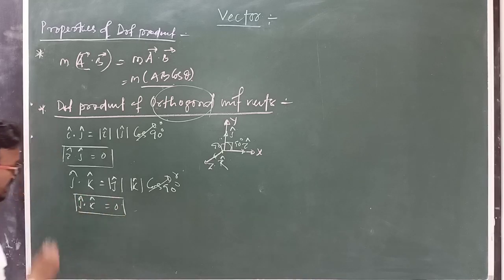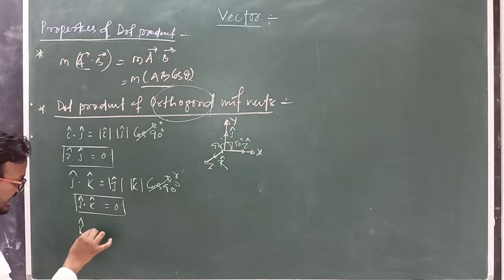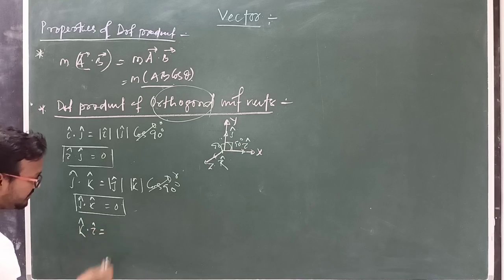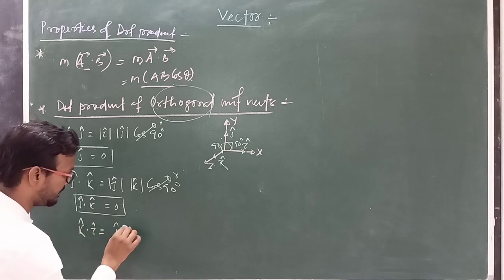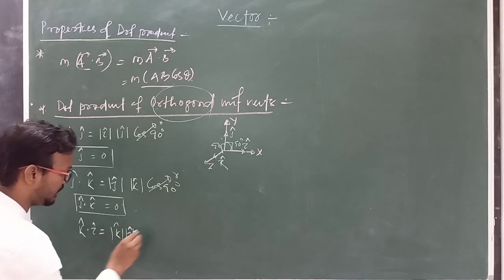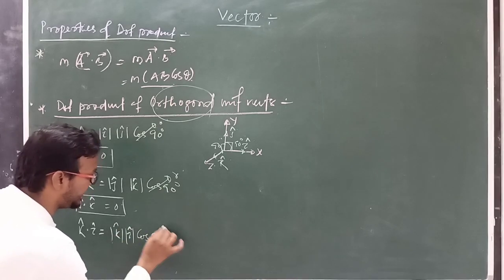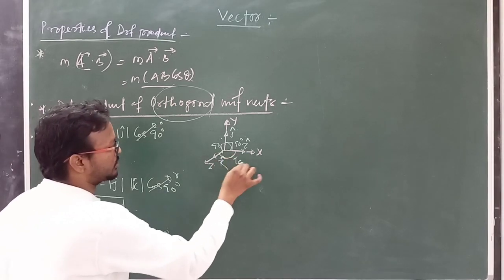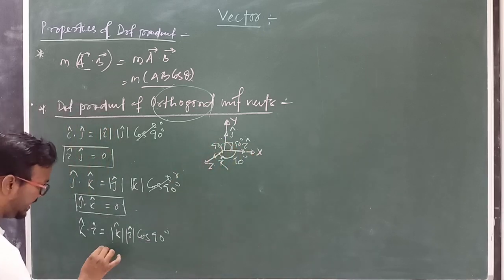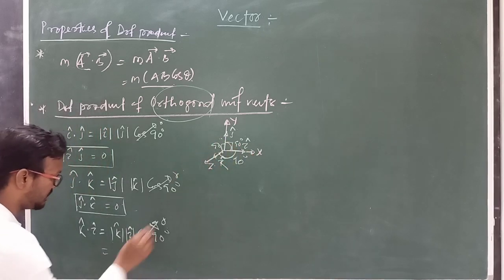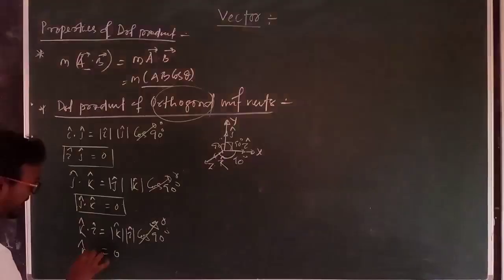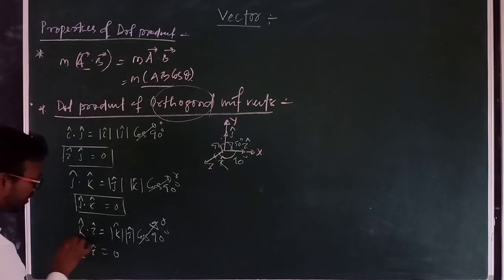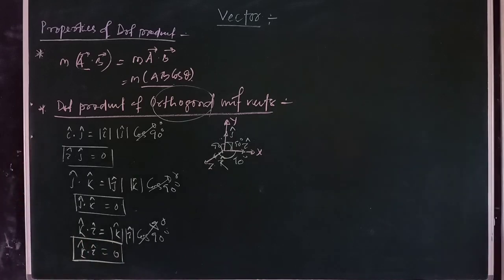Similarly, you can write k dot i, which equals k vector dot i vector magnitude times cos 90. Why? This angle is also 90 degrees and cos 90 equals 0. So we get k cap dot i cap equal to 0. Clear?